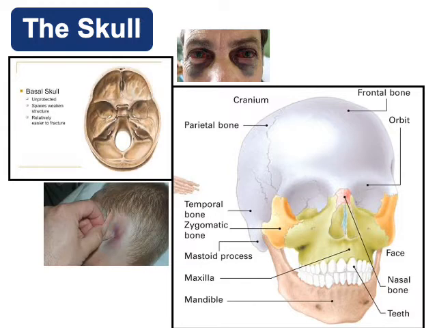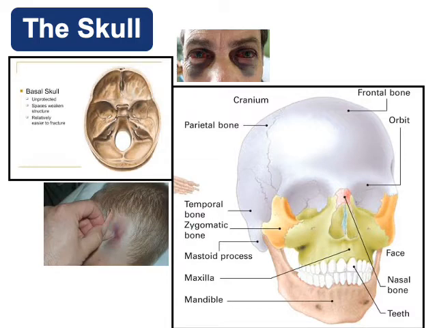So I check their mental status. How are you doing, sir? Do you know where you are? Do you know the day of the week it is? Do you know what happened today? Ask those questions. If they appear confused or disoriented, you've got to guess this might be a brain injury.